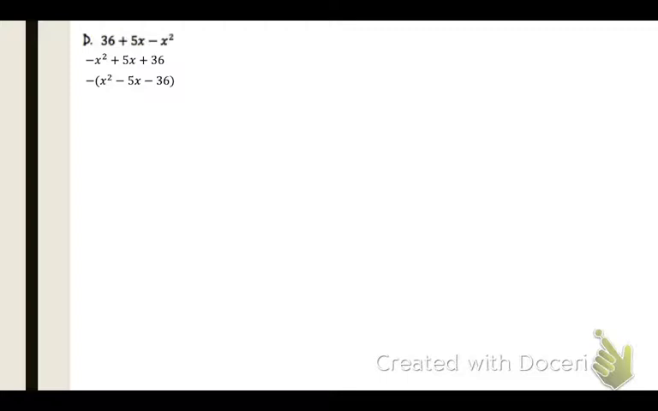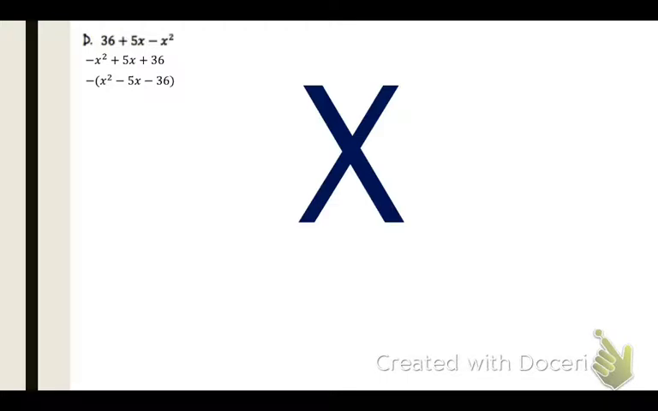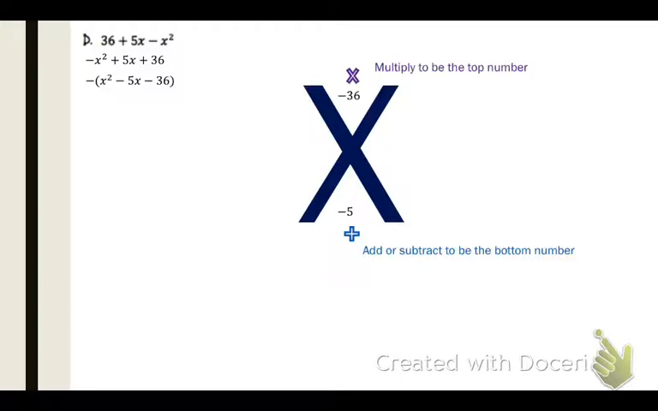Okay? Then we draw our x. Negative 36 goes on top because our constant goes on top. Negative 5 goes on bottom because the middle coefficient goes on bottom. Then you need to multiply to be the top number and add or subtract to be the bottom number. So I'm going to write out the factors of 36. I have 1 and 36, 2 and 18, 3 and 12, 4 and 9, and 6 and 6.